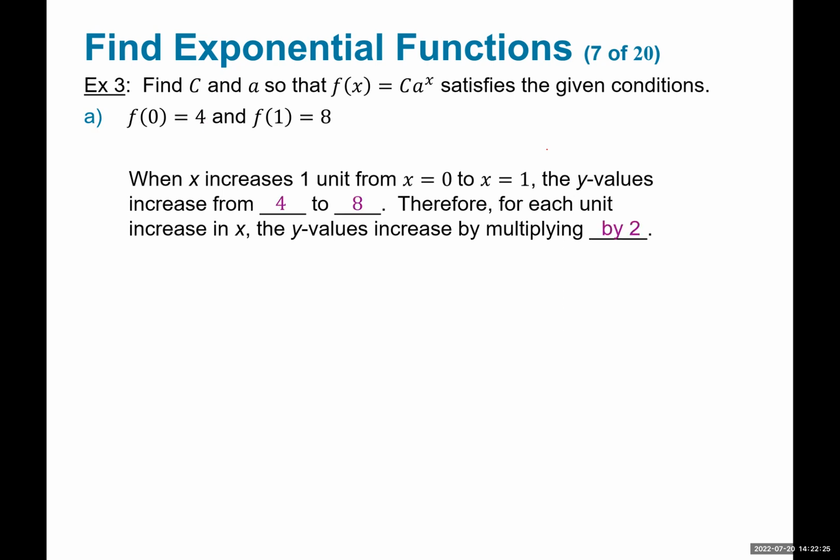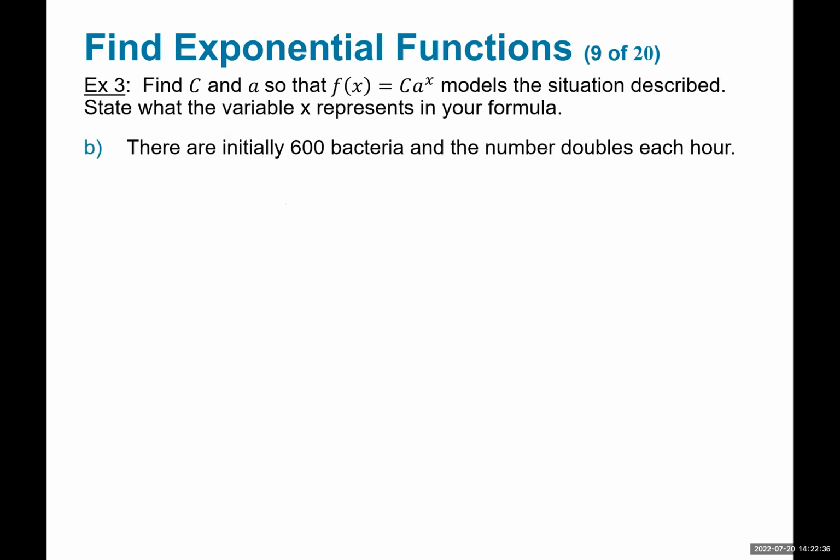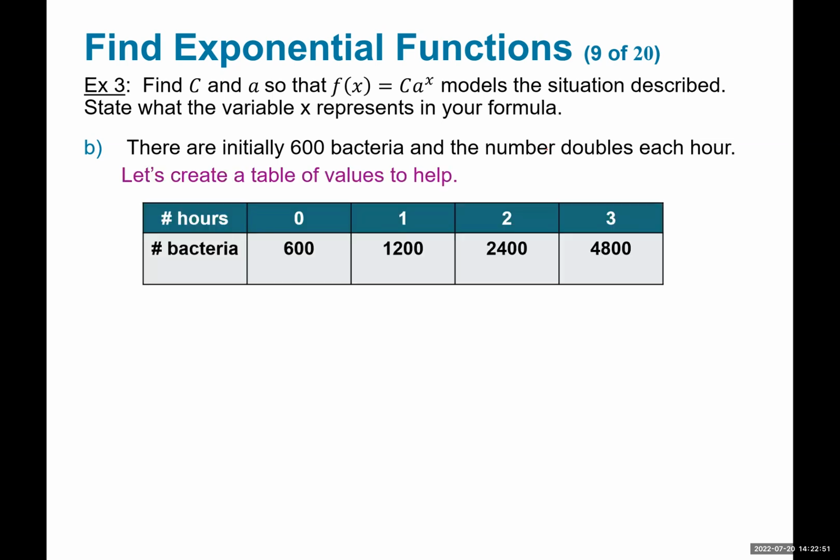So when we put that together, we get 4 times 2 to the x. Okay. All right, and then we can do it from a word problem as well. Find C and A. So there were initially, that's the beginning, that's the 0 at the start. There are initially 600 bacteria and the number doubles every hour. So our C is 600.